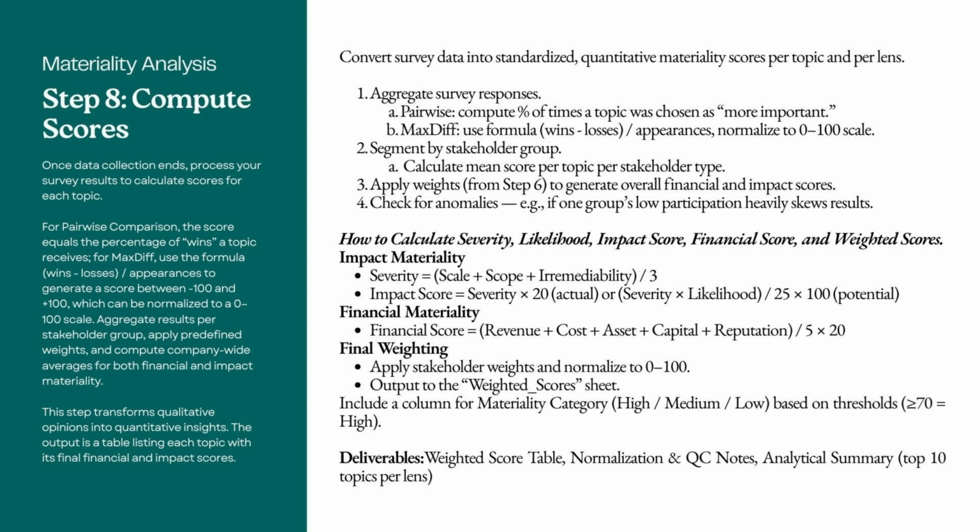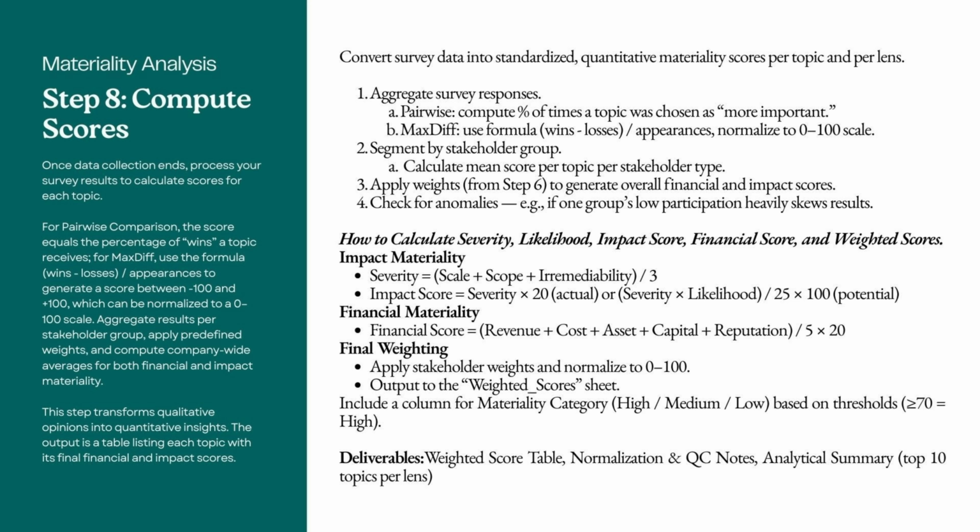Next, results are segmented by stakeholder group. This allows the calculation of mean scores per topic for each stakeholder category, preserving transparency on how different groups perceive materiality. Once group-level scores are calculated, weights defined in Step 6 are applied to generate overall financial materiality scores and impact materiality scores for each topic. A quality check is then performed to identify anomalies, such as situations where a stakeholder group with very low participation disproportionately influences results. The calculation of individual metrics follows a structured approach.